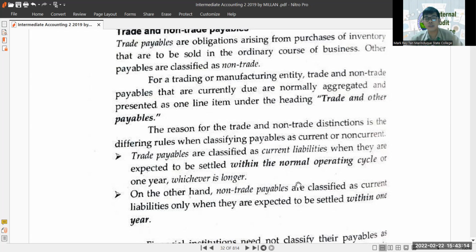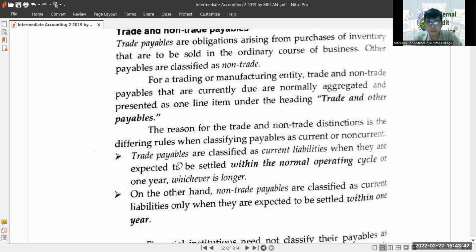Ibig sabihin daw, yung duration ng normal operating cycle or 1 year, whichever is longer, doon is, trade payables ang term natin. Ito yung mahalaga dito. Whichever is longer. Common kasi ito sa mga questions, even sa board exam. Nakalagay dyan, whichever is longer, whichever is shorter. So, paka-take note na lang ito.